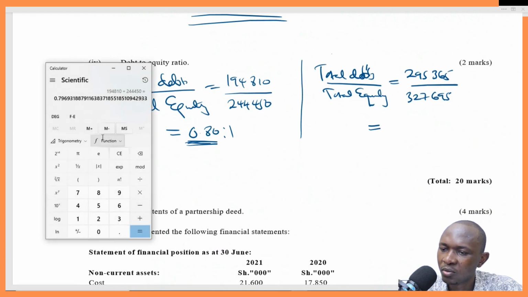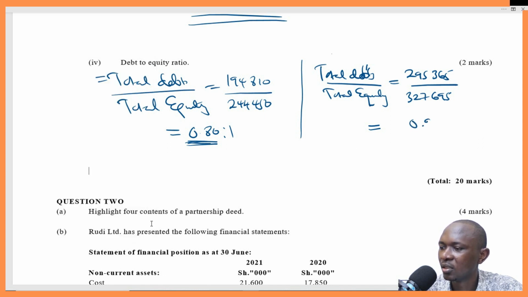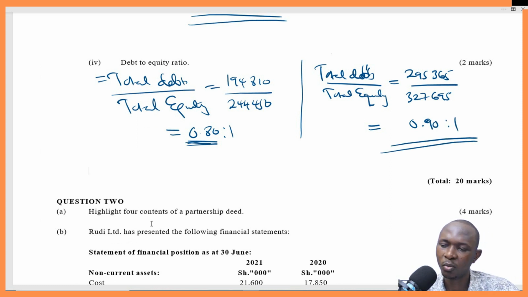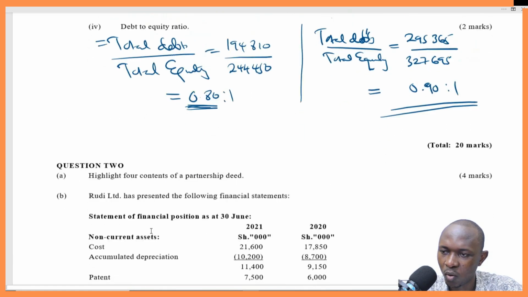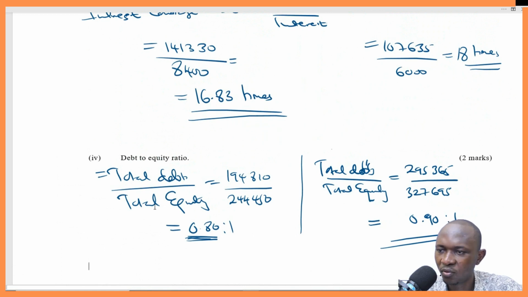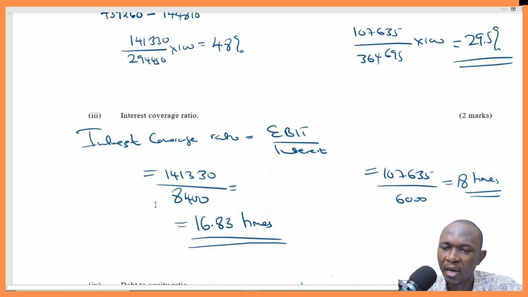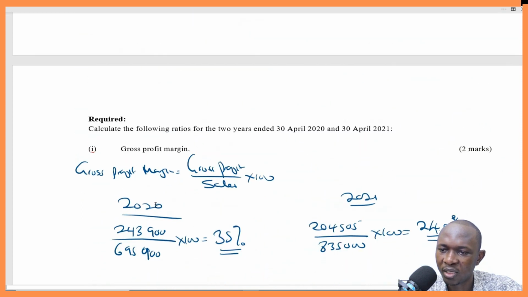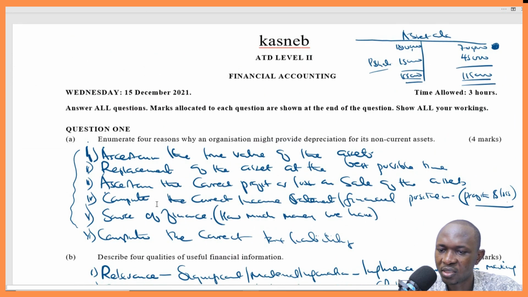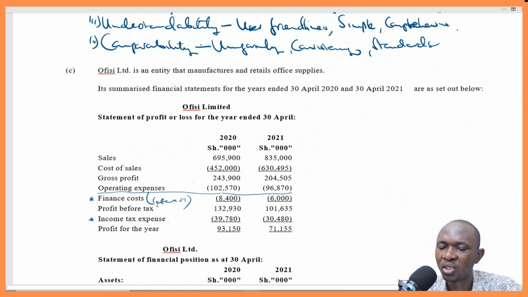So this will be 295,365 divided by 327,695. That gives us, let's just call it 0.90 to 1. It's a ratio 0.90 to 1. So debt is 0.90, equity is 1. So all the firms are doing pretty well. That is what was expected of us in question 1. Debt equity ratio we've calculated. Interest coverage ratio we've computed. Gross sale we've computed. Gross profit margin we've computed. And of course, there were some theories here which we've answered. So thank you. Let's meet in the next question.